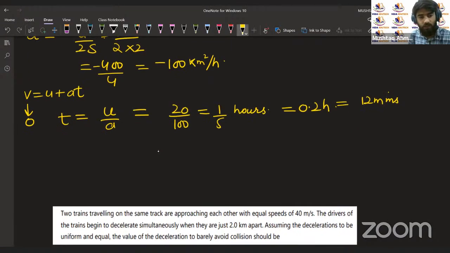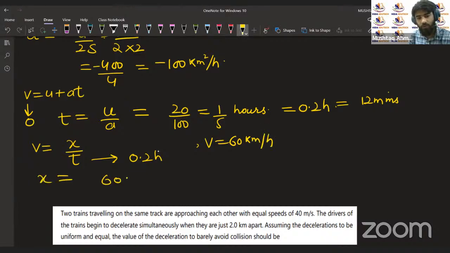The distance that bird will be traveling, the speed of this bird is given. Let's suppose distance is x and the time is t, and we know that this bird must be moving for 0.2 hours, right? And velocity of this bird is 60 kilometers per hour. So v is equal to 60 kilometer per hour. So the distance traveled by this bird will be 60 multiplied by 0.2. It will be equal to 12 kilometers, right? So the bird will be traveling 12 kilometers during this time when the train stops.